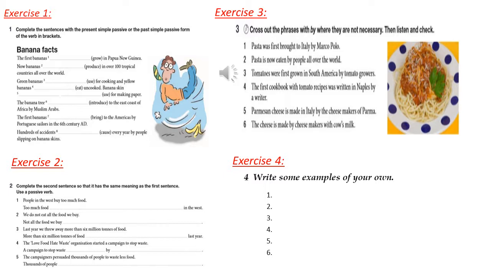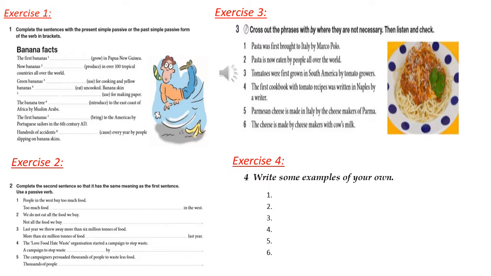Exercise 2 says complete the second sentence so that it has the same meaning as the first sentence. Use a passive verb. Exercise 3, this is okay to be done with the audio, so listen carefully and cross out the phrases with by where they are not necessary, then listen and check.